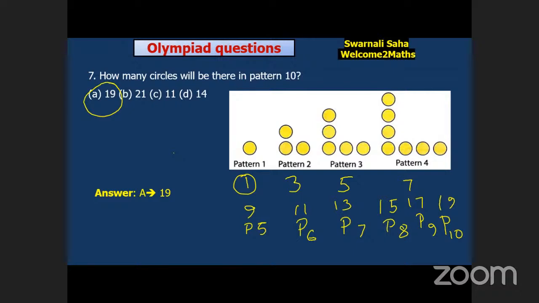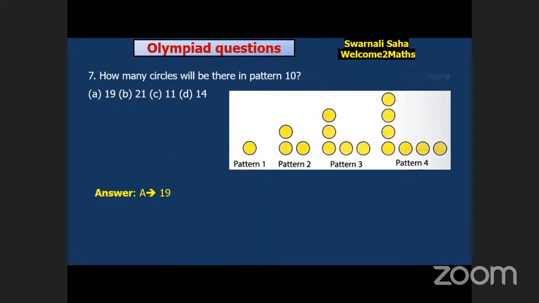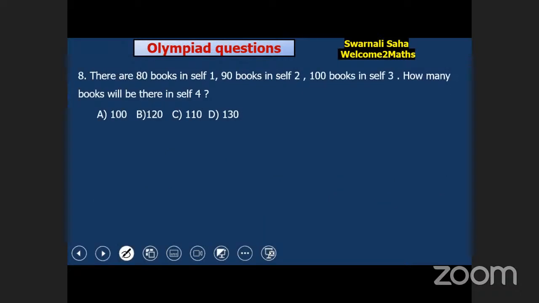Alphabet pattern, you have solved already, Reyansh. Question number 1 was the alphabet pattern question. You have solved already. I gave it as question number 1. Okay. So now the next question is question number 8. Now try to solve question number 8.